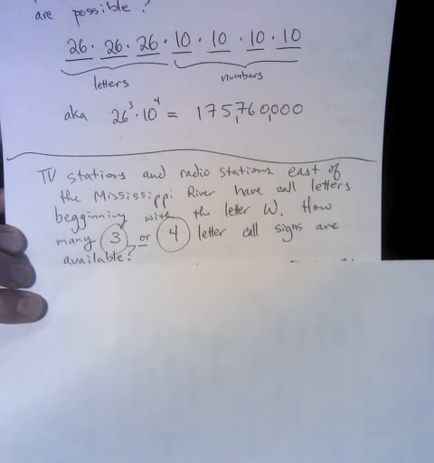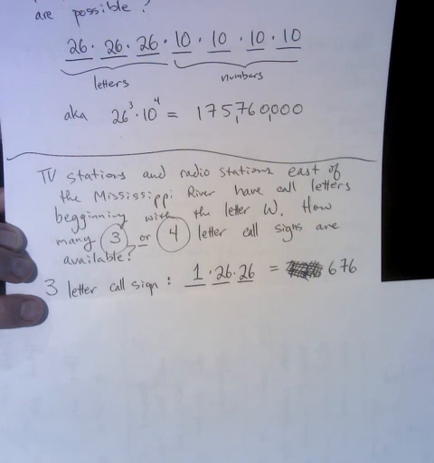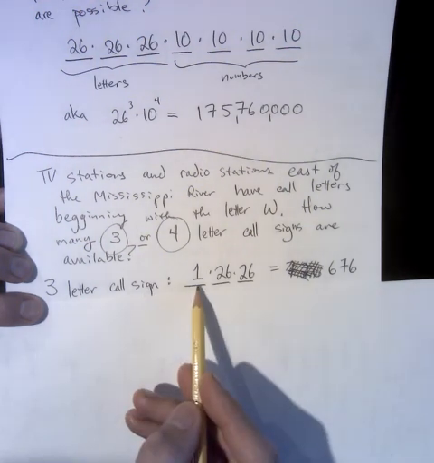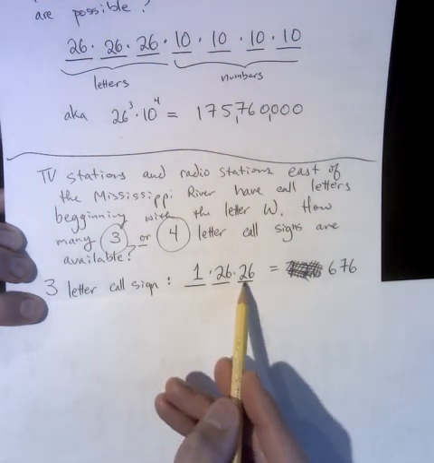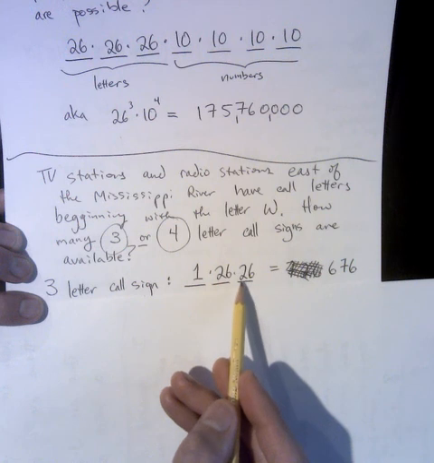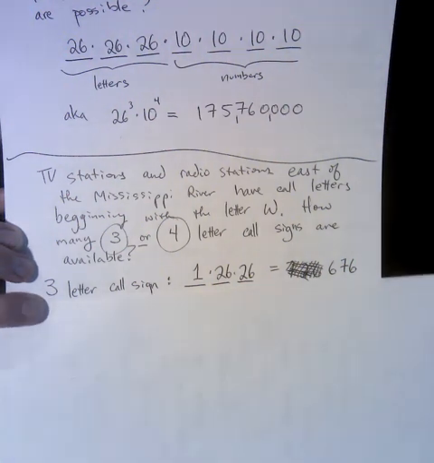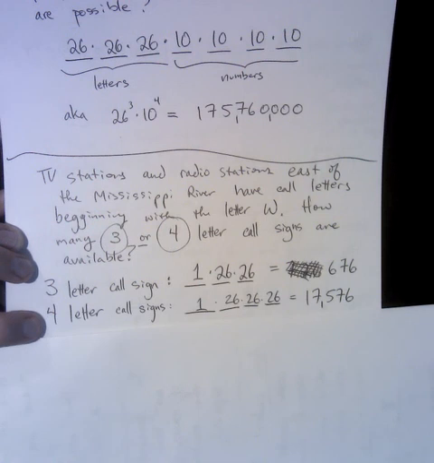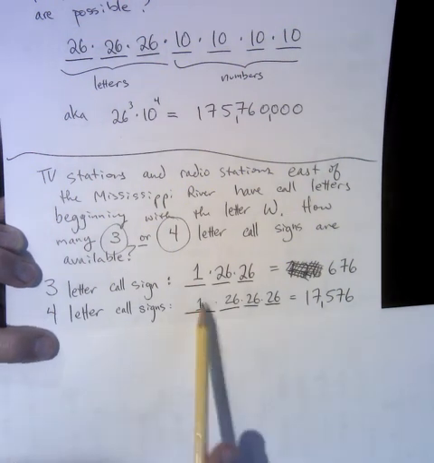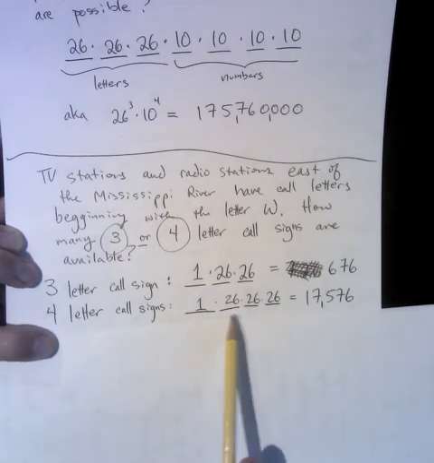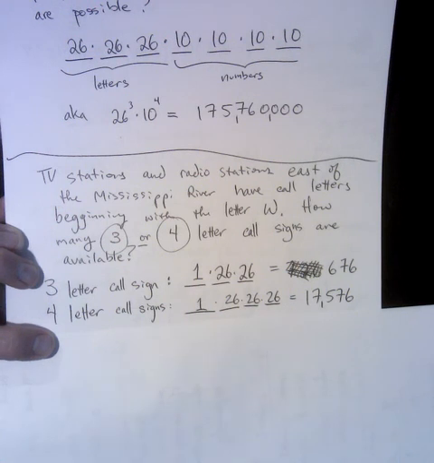So first, how many different 3-letter call signs are available? Well, if the first letter needs to be a W, then there's only one choice there. The second and third letter could be any letter of the alphabet, so there are 26 choices for both of those. Total of 676. What about 4-letter call signs? 4-letter call signs work in a similar way. The first letter has to be a W, but then the remaining 3 could be any letters. That's a total of 17,576 4-letter call signs. Now, how do we combine those?